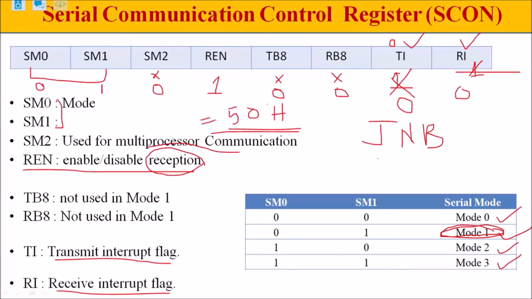So this is the format of the SCON register, and remember these bits, TI and RI. This is a bit-addressable register, so you can read or write a single bit also. This TI bit is the SCON.1 bit.